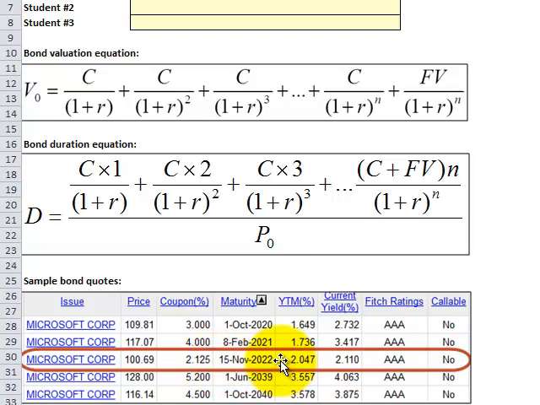The yield to maturity on the bond is 2.047%. It has a current yield of 2.11. The current yield, you may recall, is the annual coupon divided by the price of the bond. This is an investment grade bond rated AAA, the highest grade a bond can receive, and this bond is not callable. Microsoft cannot forcibly take it away from us before the maturity date.